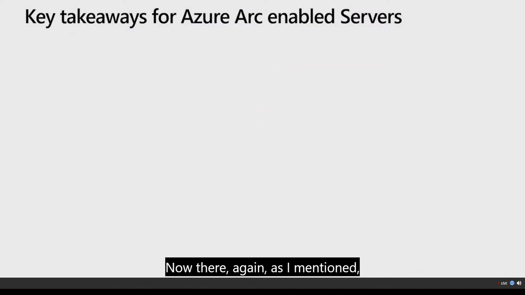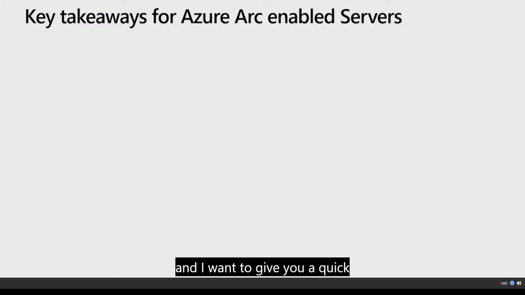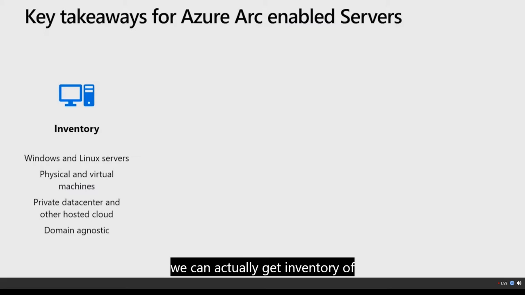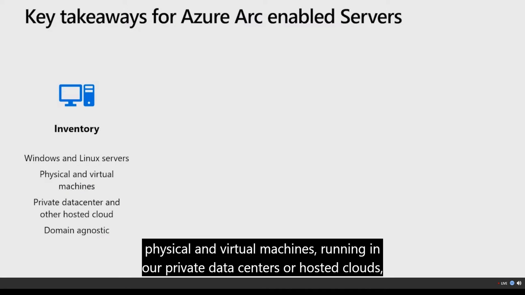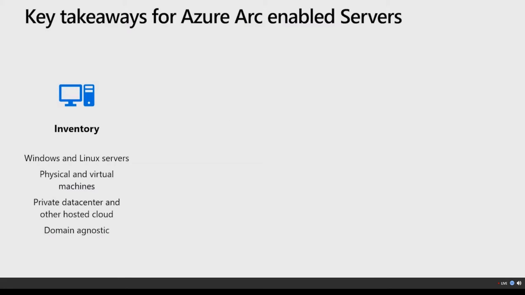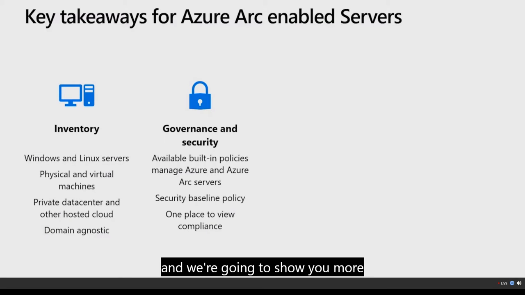Now, again, as I mentioned, there's much, much more you can do with Azure Arc enabled servers. And I want to give you a quick key takeaways, what we actually can do. So with onboarding servers to Azure Arc, we can actually get an inventory of all of our Windows and Linux servers, physical and virtual machines running in our private data centers or hosted clouds, and it's completely domain agnostic. I can also take advantage of the governance and security tools in Azure, and we're going to show you more in this training as well.